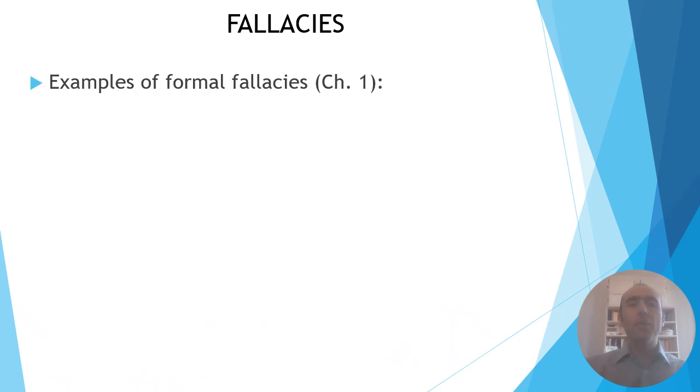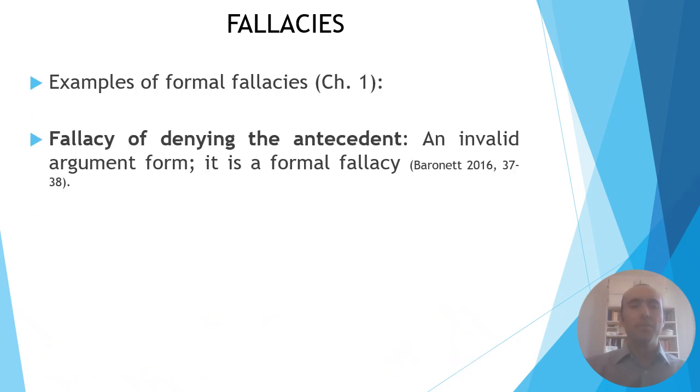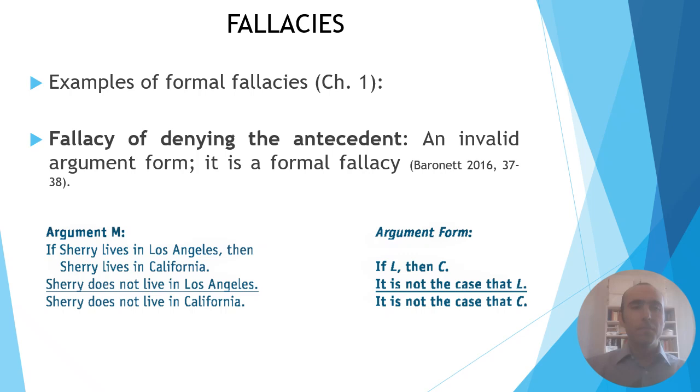Another example of formal fallacies from the first chapter: the fallacy of denying the antecedent. It is an invalid argument form. For example, if Cherry lives in Los Angeles, then Cherry lives in California. Cherry does not live in Los Angeles, therefore Cherry does not live in California.